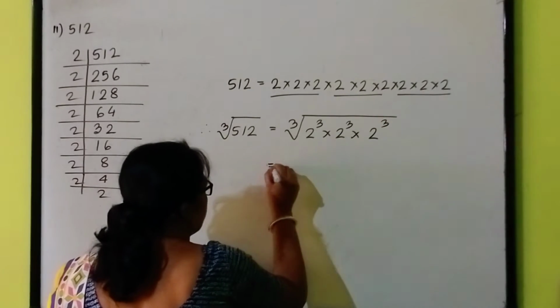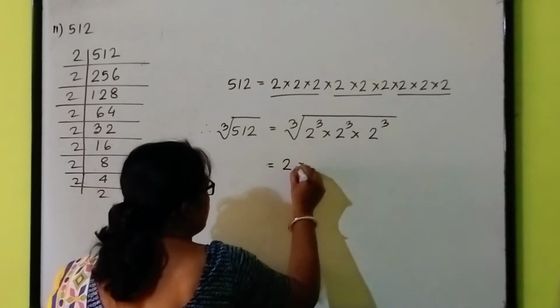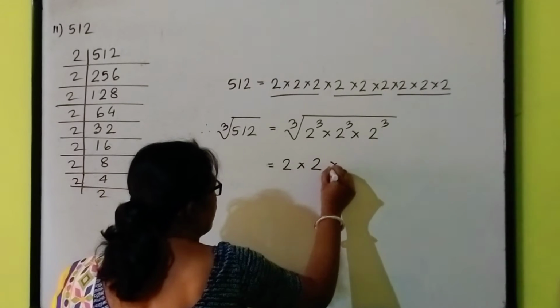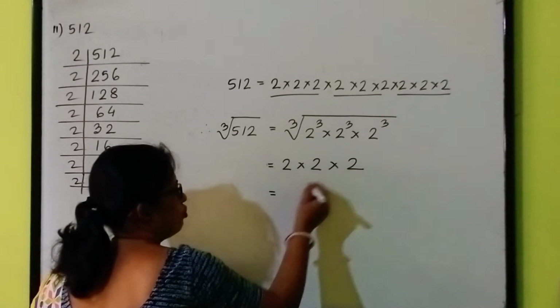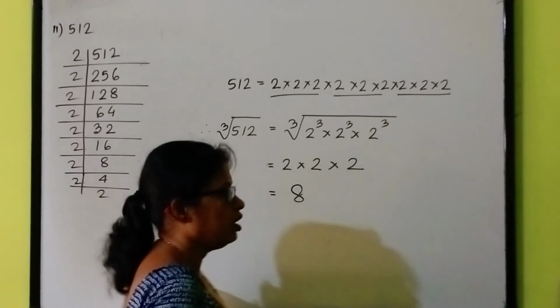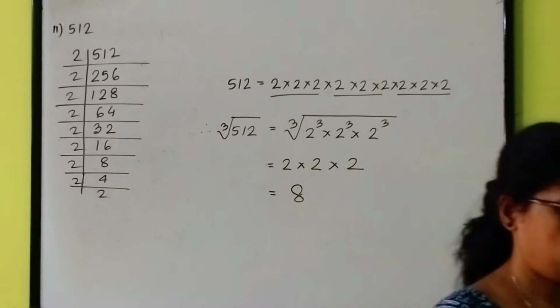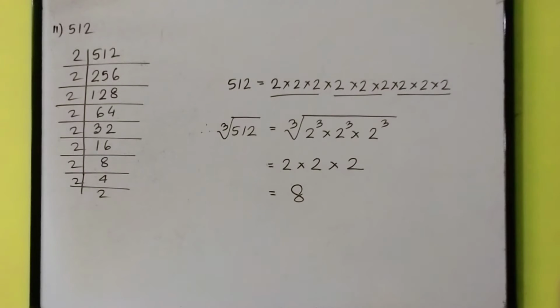So from this 2 cube, 2 will come. From this 2 cube, 2 will come. From this 2 cube, 2 will come. So 2 2 is 4, 4 2 is 8. This is the cube root. Understood, all of you, my dear students? This is how we can find out the cube roots. More I will do, don't worry. Let me do more. Okay then, let us go to the next problem.